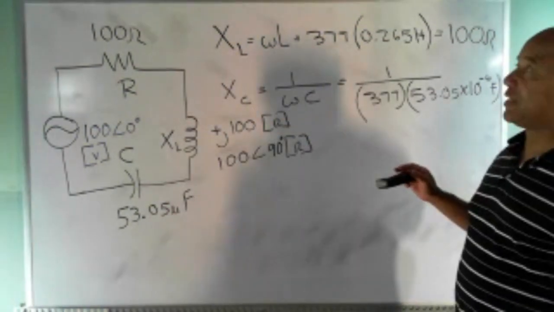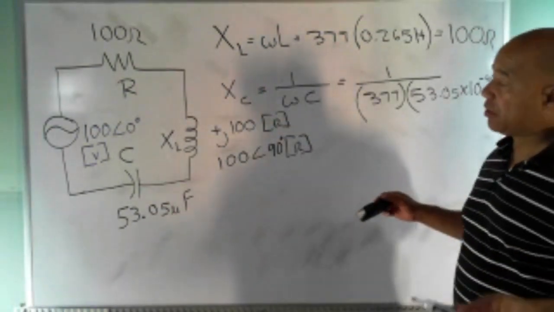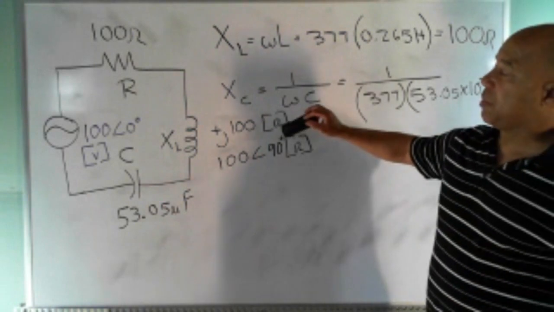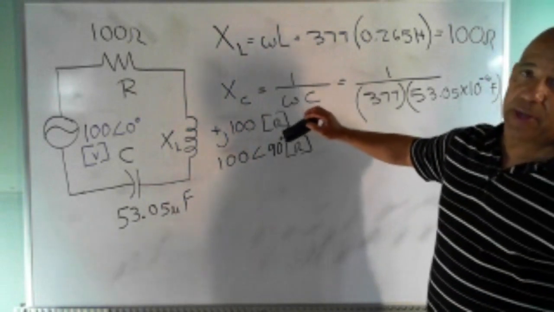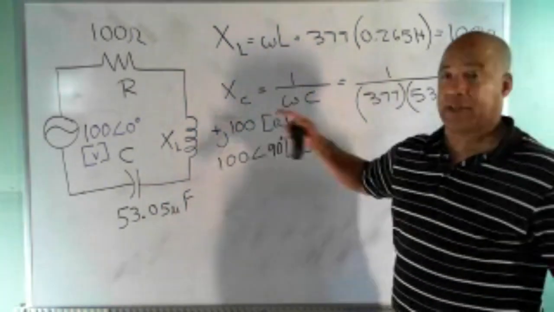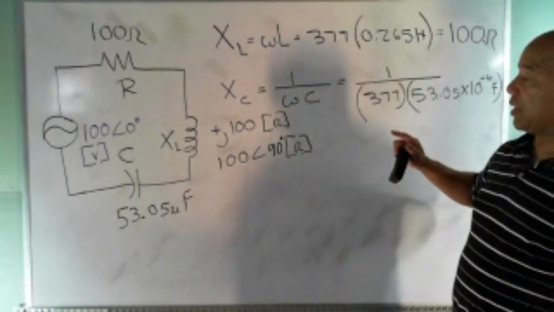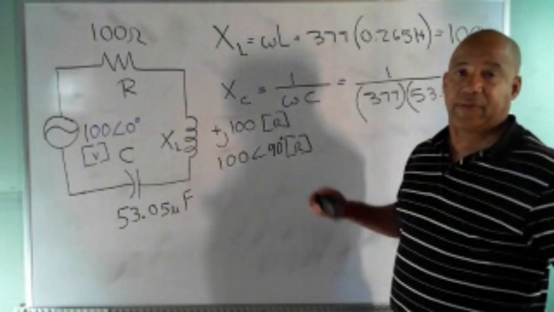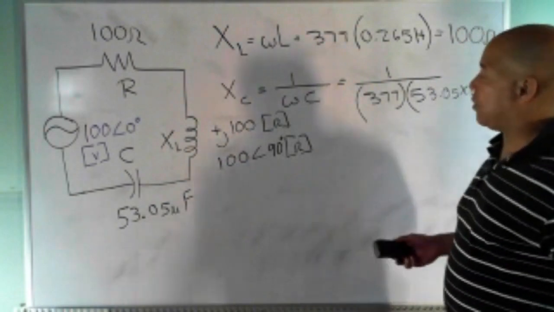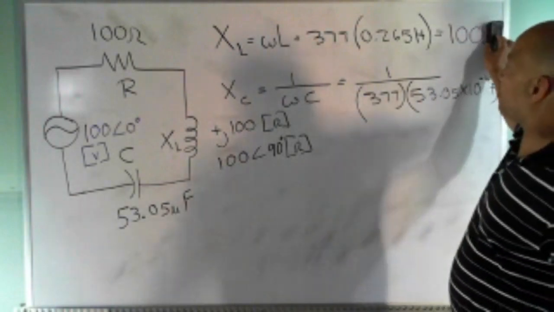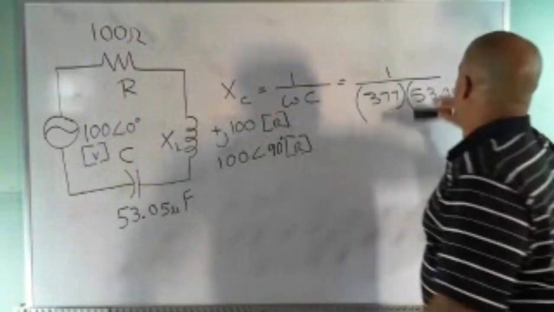And the reason is, as we do our math, remember, if you add or subtract, you want to be in rectangular form. Well, there it is, conveniently there for you. When you multiply or divide, you want to be in polar form. You got it right there. You don't have to think about it. So that's why I want you to show it in both polar and rectangular form. Okay, so that's XL. Now let's get XC.